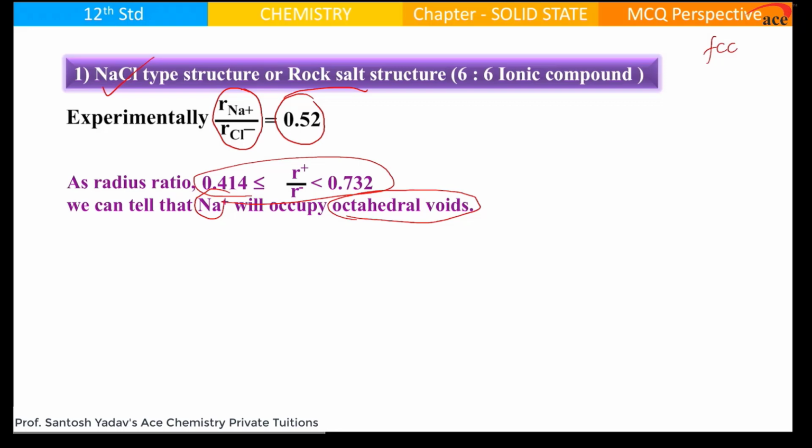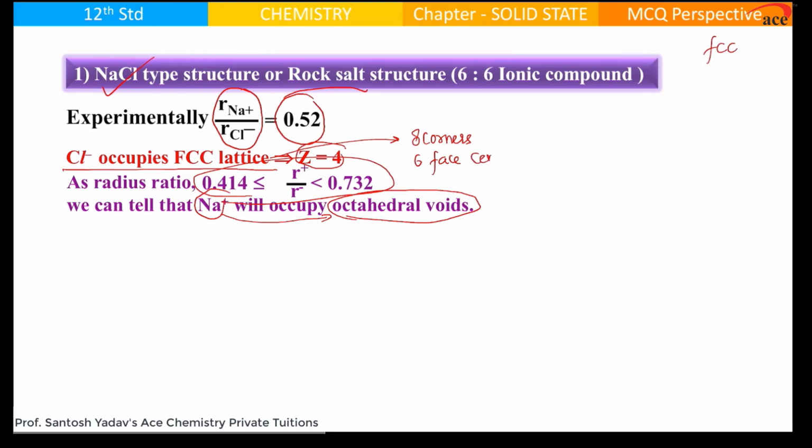That means if Na plus is present in octahedral void, there is another ion making up FCC. Who is the other ion? The other ion is Cl minus. That means Cl minus will occupy FCC and will have a rank of 4. That is a characteristic of FCC. When I say it occupies FCC, that means it will occupy 8 corners and 6 face centers. And when somebody says it occupies octahedral void, that means it will occupy body center and edge center. That is what we understand.